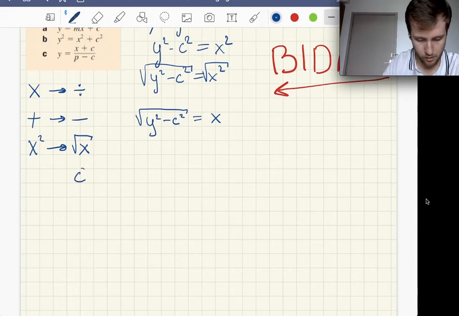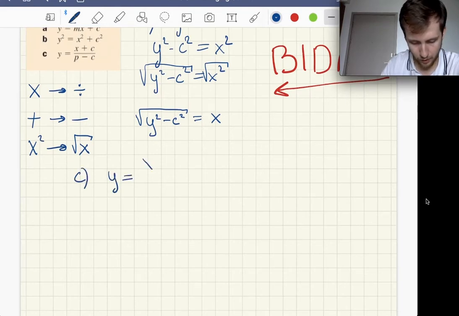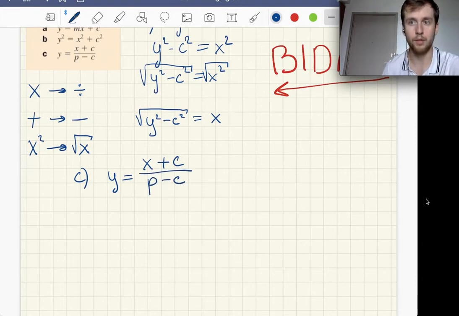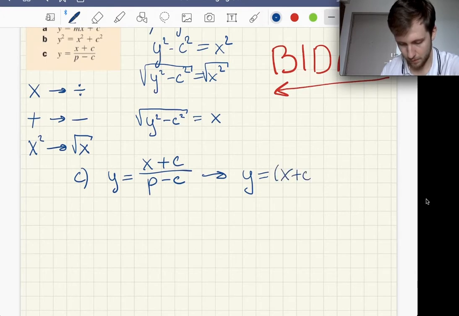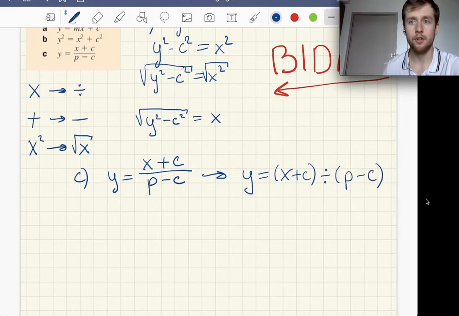Okay, and let's do c as well. In c we have y equals x plus c divided by p minus c. Oh, right, that's an interesting one. Let me try to explain it to you. Here what we have basically is a fraction. How do we work with this? First we can write it like this: x plus c, basically, divided by p minus c. You see?